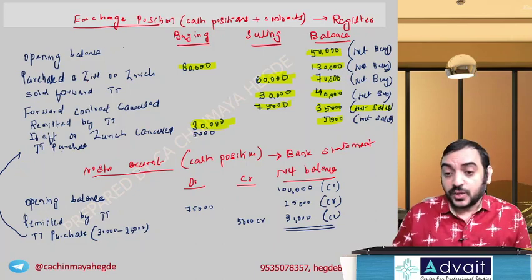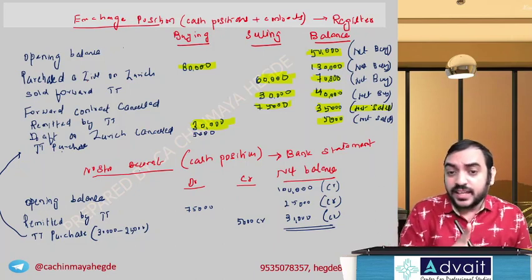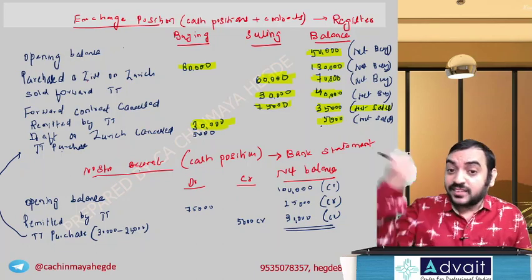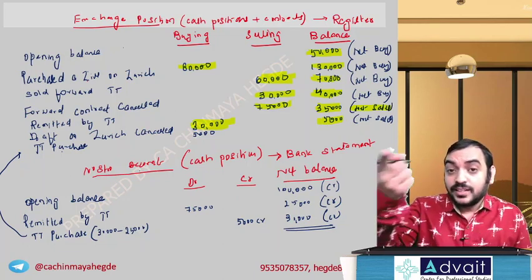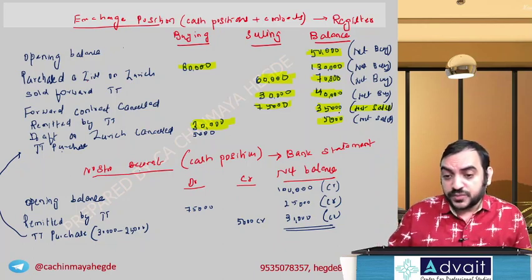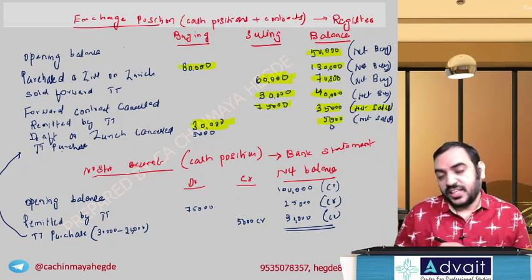Spot purchase 5,000. So 5,000 net sales was there. Now we purchased 5,000. So how much does the balance become? Net sales is like minus, and buying is like plus. So minus 5,000 plus 5,000, it becomes 0.